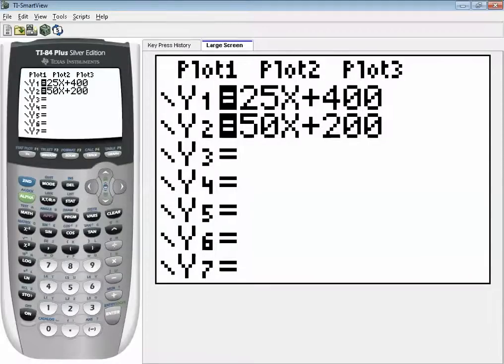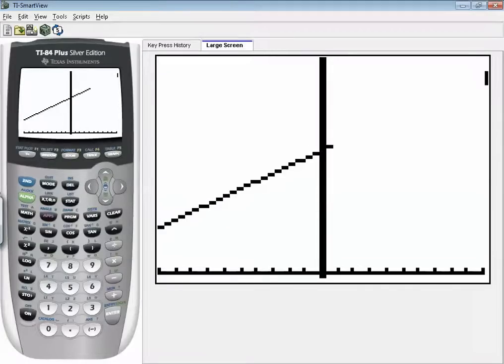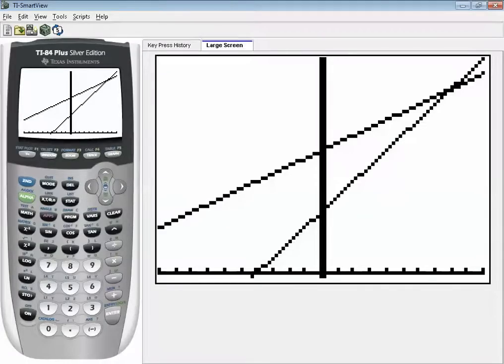Before I hit graph, I want to think about where these lines are going to live on the coordinate plane. If I look in the wrong place, I'm not going to see where the intersection lies. We'll notice that the y-intercepts are going to be 400 and 200, so it might be a good idea to set our window, the y-maximum, to be larger than the biggest one, which is 400. So let's make it, I don't know, 700 over here. So if we graph this function, we get one line and then the next, and hopefully they'll intersect. Oh, and look, they do.